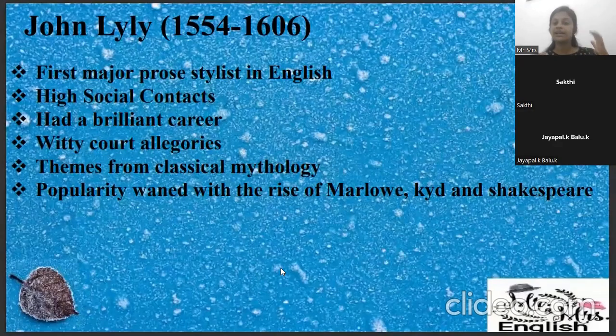Now let's see these writers in particular. First of all, John Lilly. John Lilly was a prominent figure among the university wits, and his lifespan extends from 1554 to 1606. He's the first major prose stylist in English. He is the one who gave a kind of style to prose, especially in terms of drama. The first major renowned prose stylist in English is, of course, John Lilly.